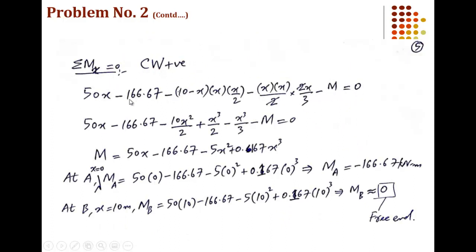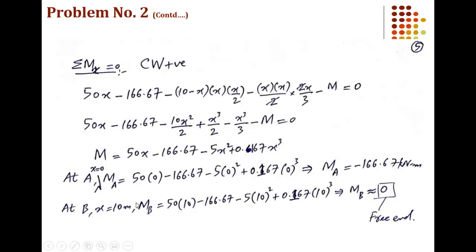So this way we have completed the equation of bending moment for the section. If we solve this equation, we rearrange it and simplify it, we get this equation of moment. M is equal to 50x minus 166.67 minus 5x square plus 0.167 x cube. So in this equation again x is involved, so we will calculate the value of moment for point A as well as point B. For point A we will put x equal to 0, and for point B we will put x equal to 10 meters.